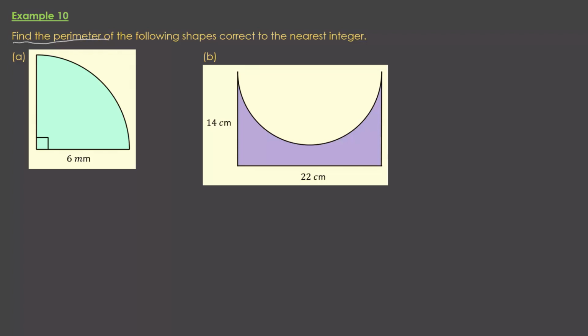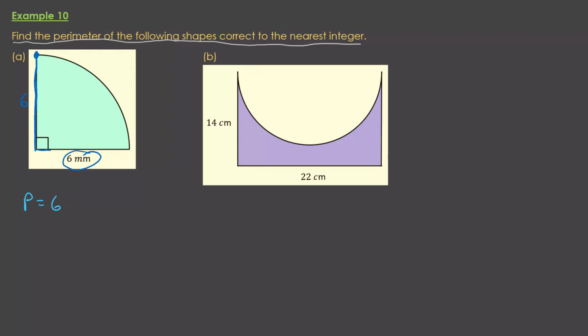We want to find the perimeter of the following shapes correct to the nearest integer. Now what I'm going to do is start at this point and walk around this shape. I'm going to walk along here to start with. And since this is part of a circle and this is 6, this must also be 6. So my perimeter is going to be 6.